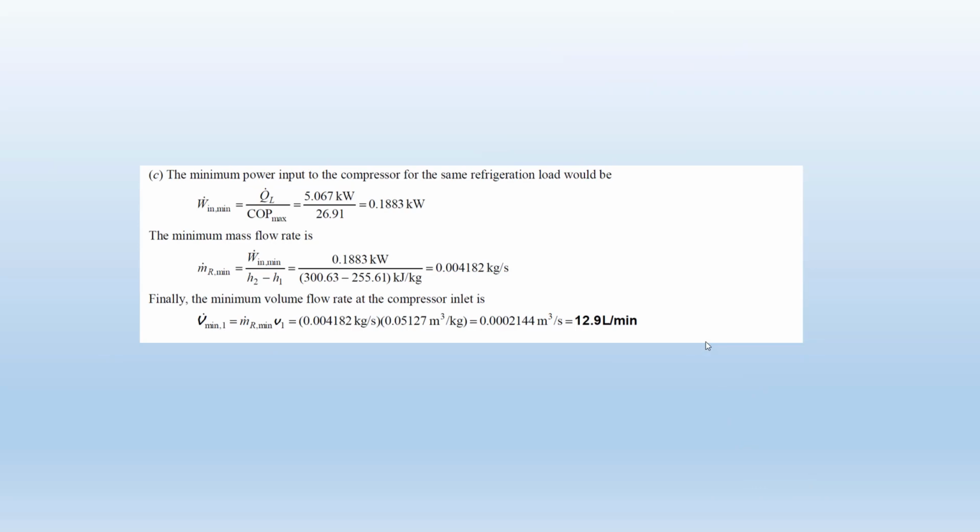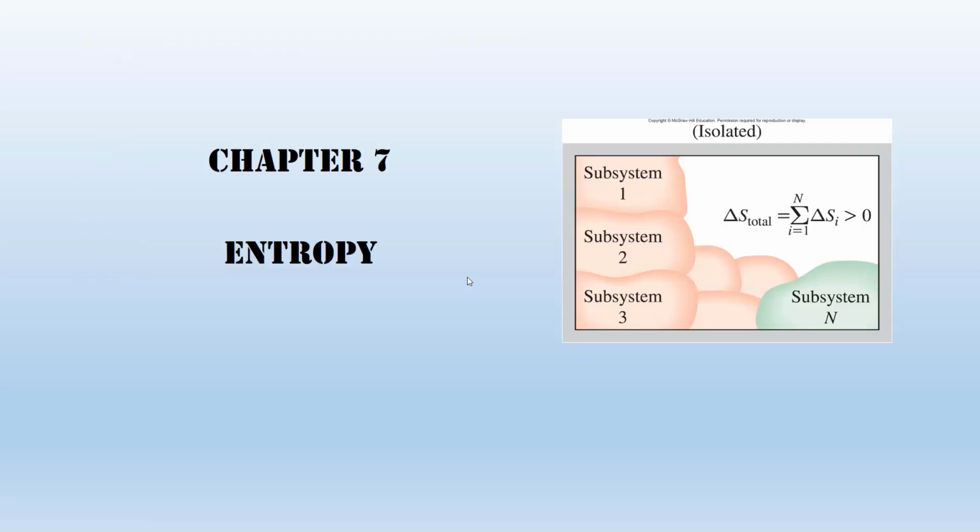Okay. So here, we did minimum work, and then minimum mass flow rate, and then minimum volumetric flow rate, based on the available information, which is 12.9 liters per minute. Please study examples 6.1 through 6.7 from your textbook. That is chapter 6, sorry, and let's start chapter 7, entropy.